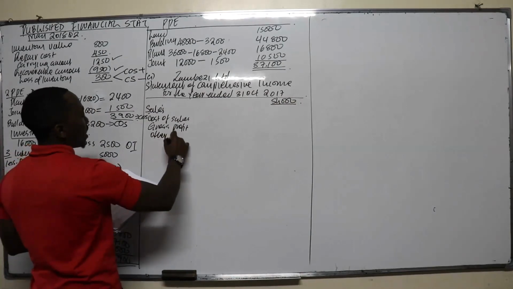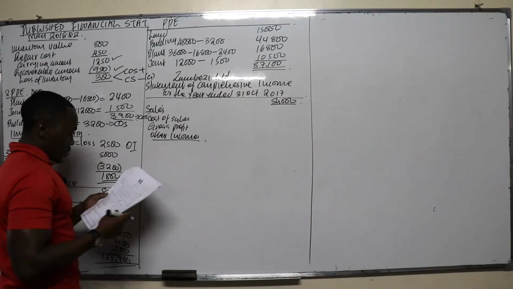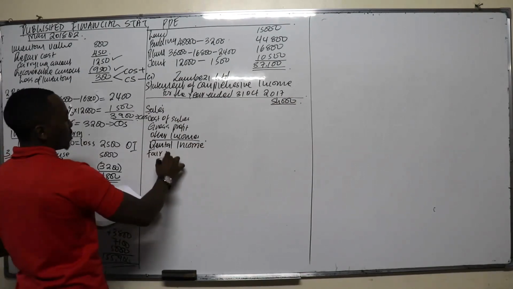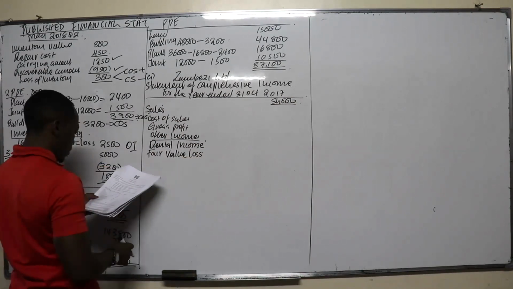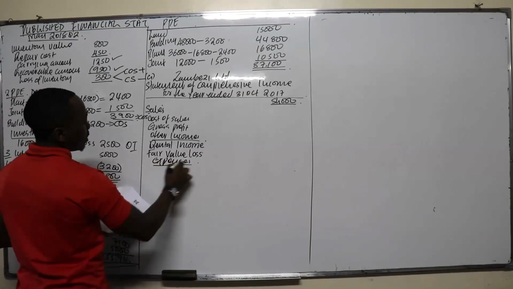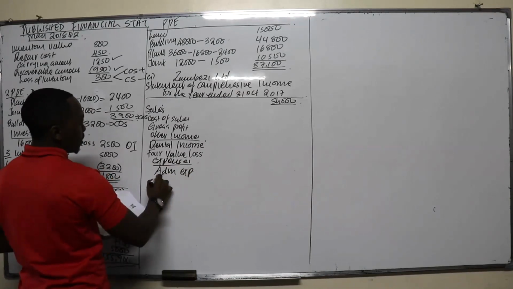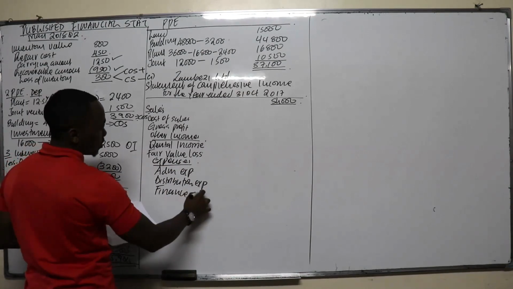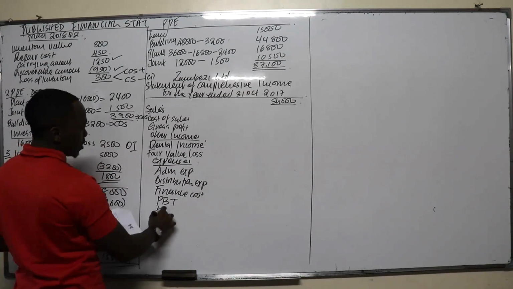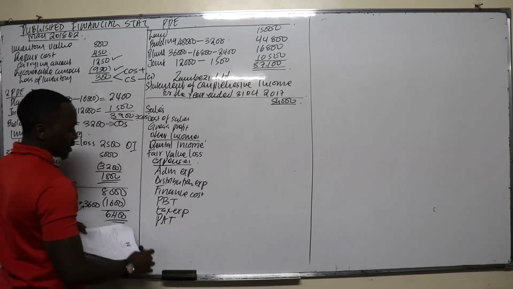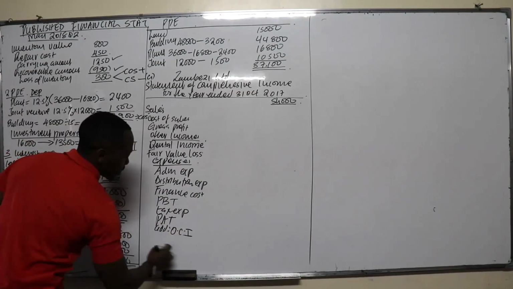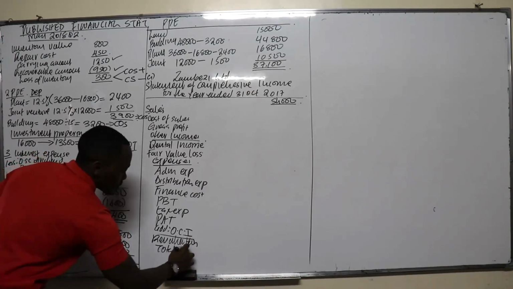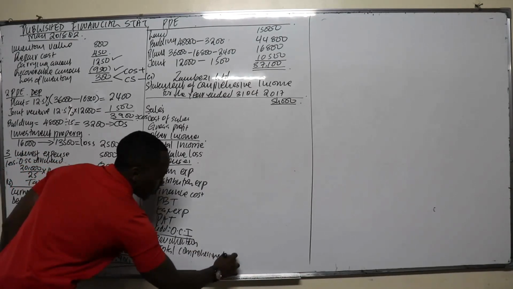Then under other incomes, we have rental income. We also had fair value loss. Then you deduct other expenses. We have administrative expenses. Then we have distribution expenses. We have finance cost. Then you get your profit before tax. Then you raise the tax expense, you get the profit after tax. Then you add other comprehensive income. There was revaluation of land and building. Then you get total comprehensive income. So how much is the value of the sales?